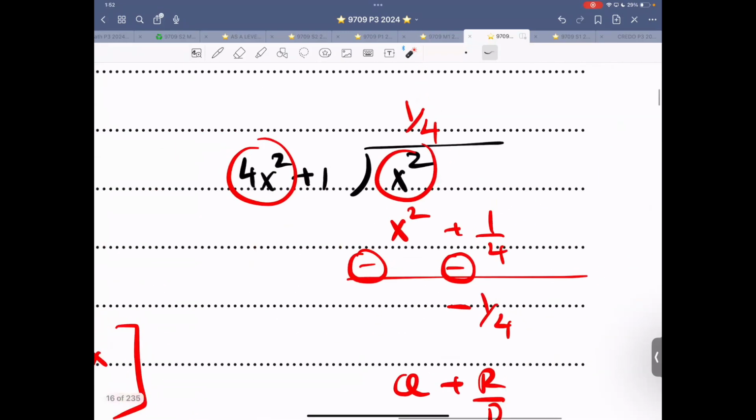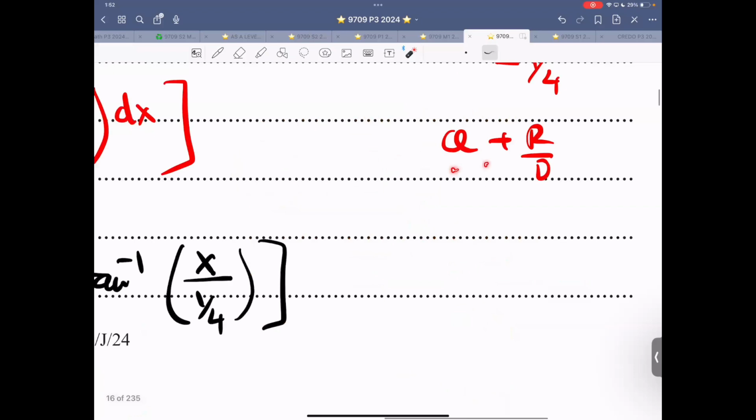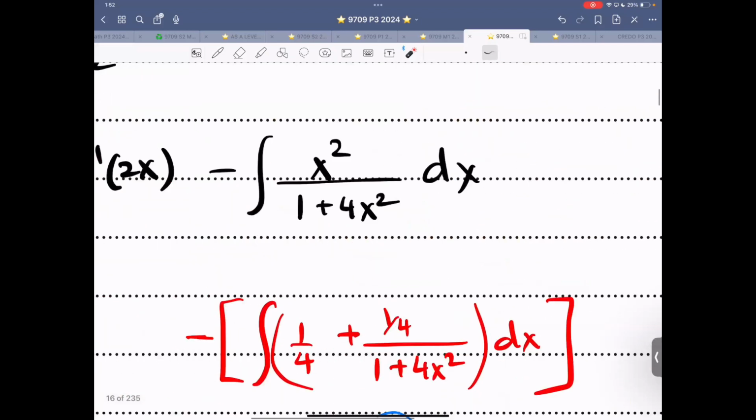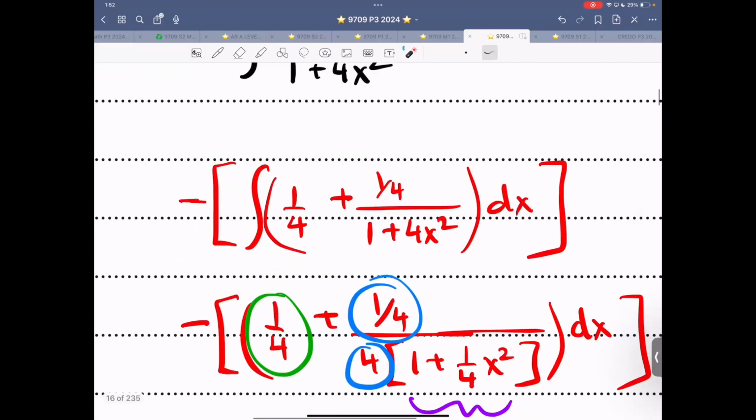X square is on the inside, 4x square plus 1 is on the outside. When we divide, I get a 1/4. 1/4 into 4x square, x square, 1/4 into 1, which is 1. Change the sign and add, you get a remainder. So this is remainder. This is quotient. This is divisor. Quotient plus remainder over divisor. That is what I have written over here.